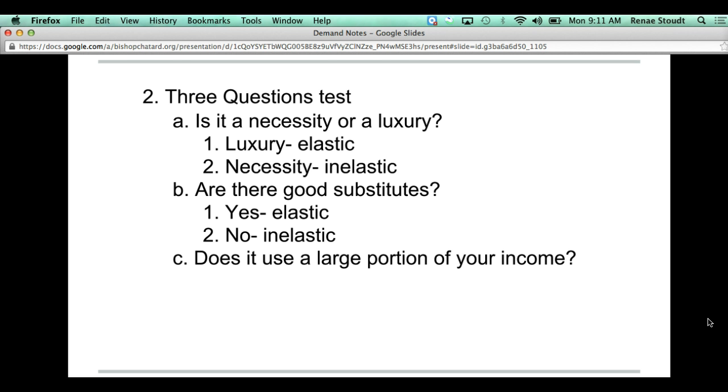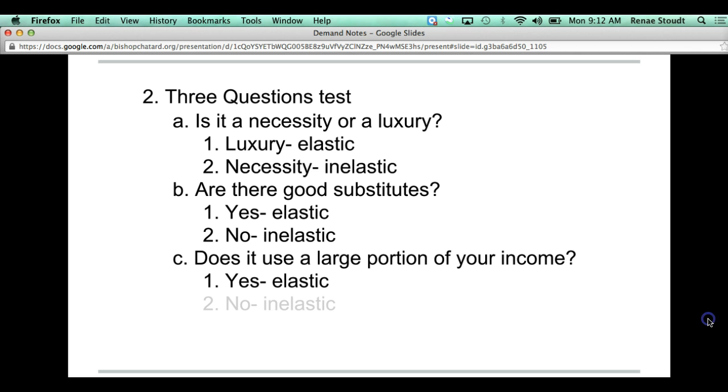Now, this is obviously dependent upon what your income is. If we're talking about going out to dinner, and somebody who makes minimum wage, does that use a large portion of their income? Yeah, probably. They're just making minimum wage, probably scraping by. Going out to dinner is not only a luxury and there are substitutes, but it uses a large portion of their income. If it's using a large portion of their income, are they going to be very sensitive about what the price is? Yes, most definitely. So if you answer yes to this, that it uses a large portion of your income, then it is going to be elastic.